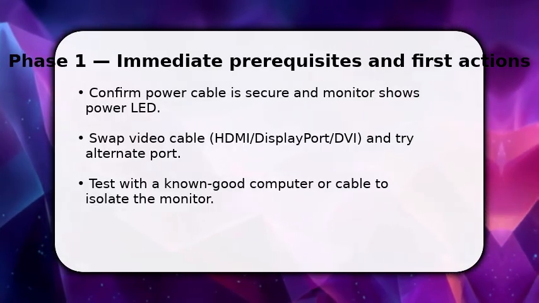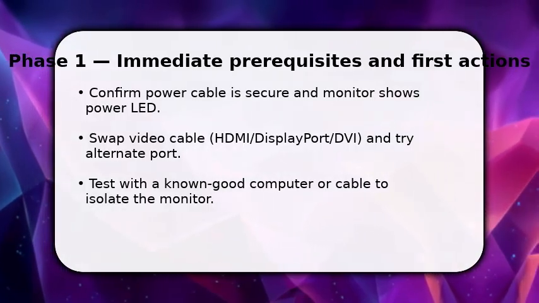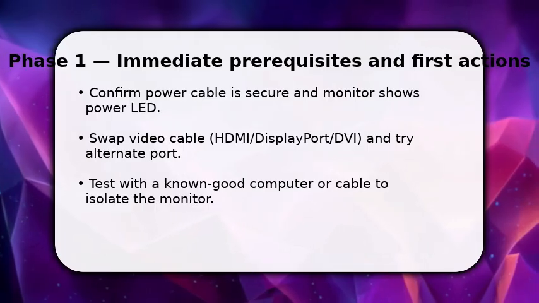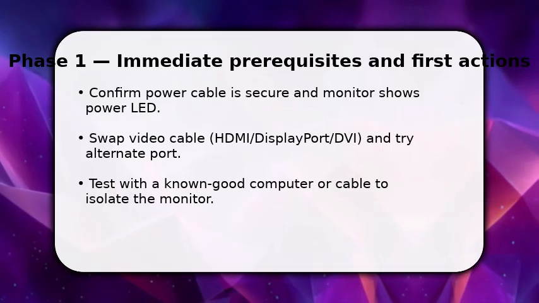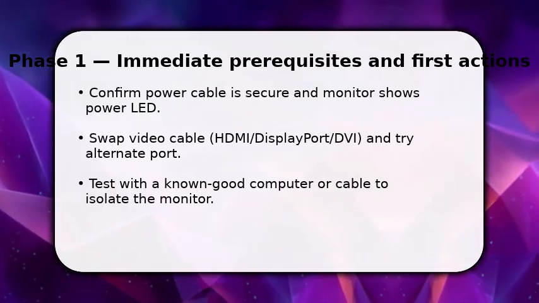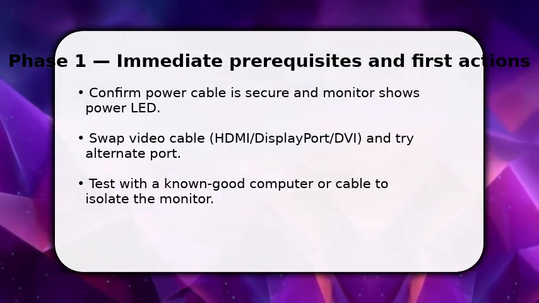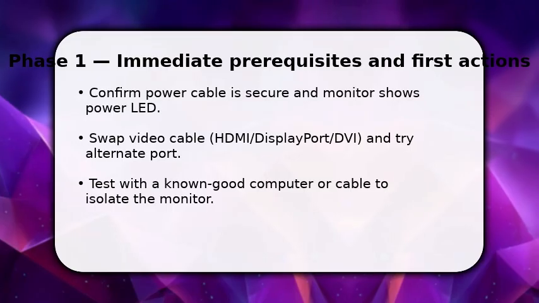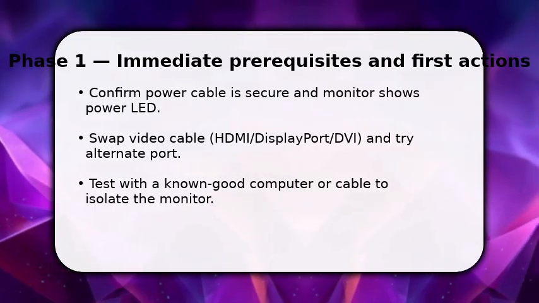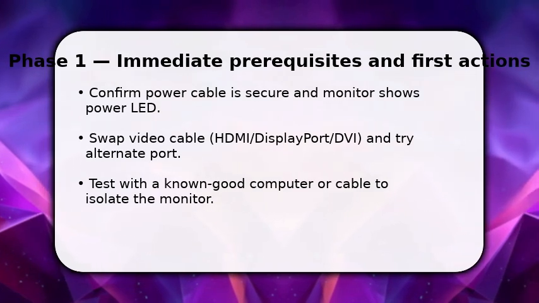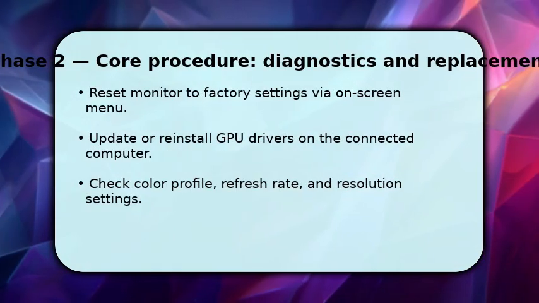Make sure connectors click. Once done, swap the HDMI or DisplayPort cable for one you know works and try a different input on the monitor. This tells you if the cable, port, or source is at fault. If you have a spare PC or laptop, connect it now to isolate whether the issue is the monitor or the video source. Once connections are verified, you move into Settings and Software.